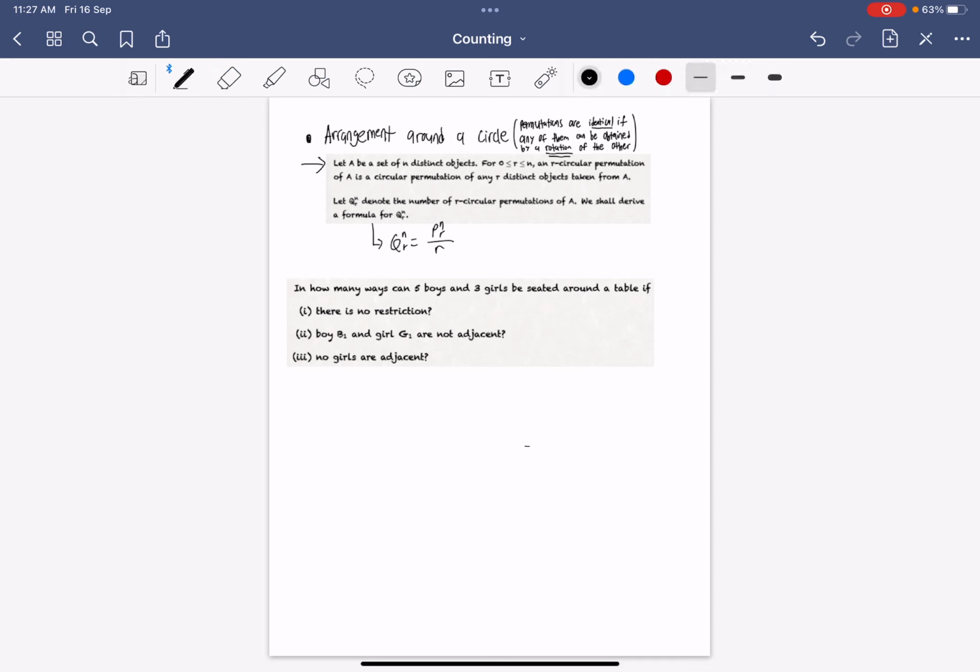So for example, now we have 5 boys and 3 girls, and they're to be seated around a table with no restrictions. Well, based on the formula, this just means that it is Q(8, 8), which just equals P(8, 8) over 8. And this is just 8 factorial over 8, which just makes it 7 factorial.